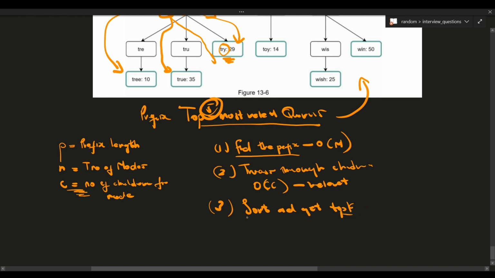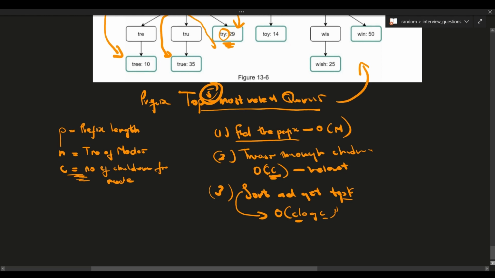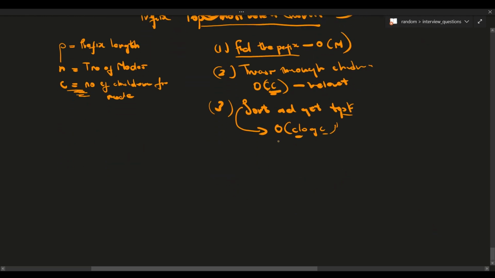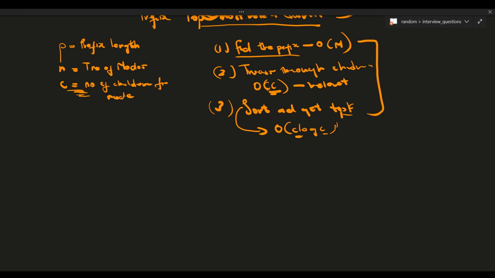So for sorting algorithms, the most efficient ones, whether it's quicksort or similar, the time complexity for this is going to be O of C log C, because we're going to be sorting the children. That's why I'm using C here. So you're going to have to sort those children and then get the top five. So the punchline is, this is the time complexity of us actually getting the top five most frequent results.